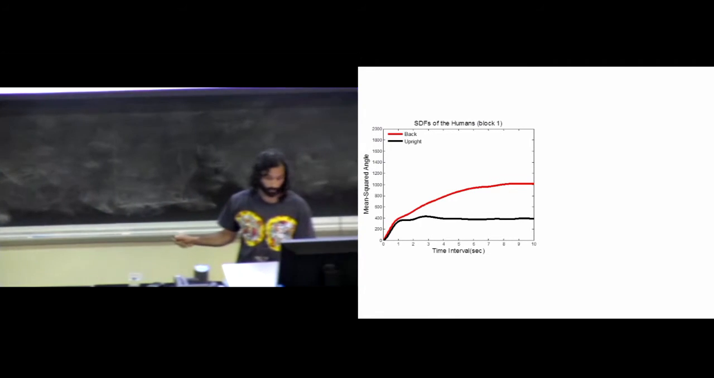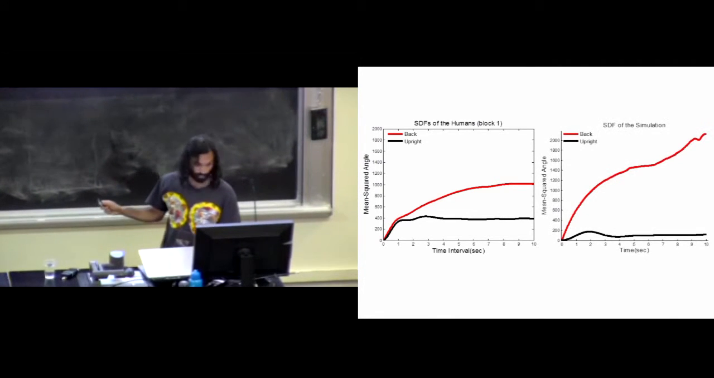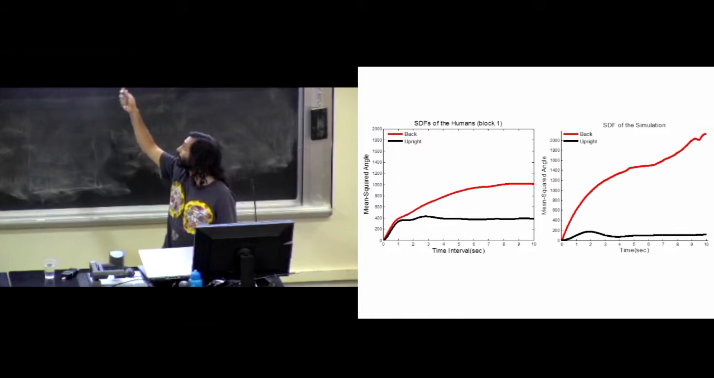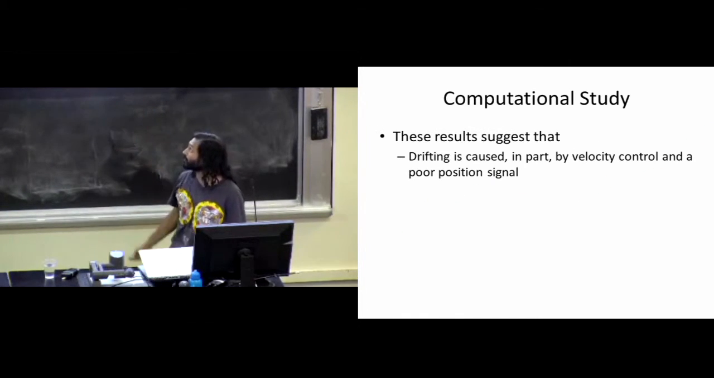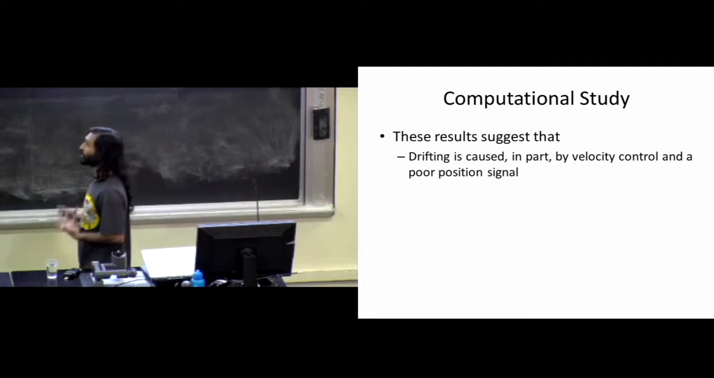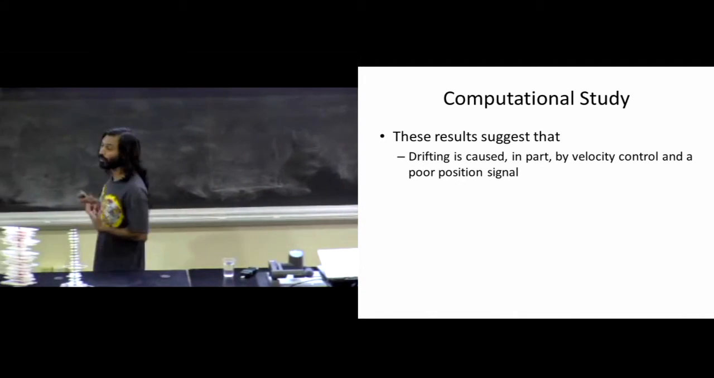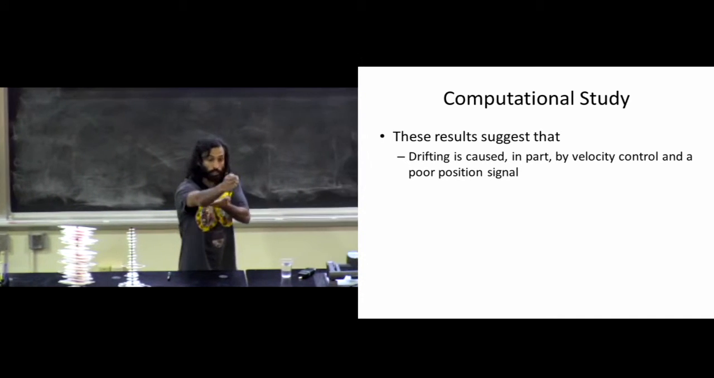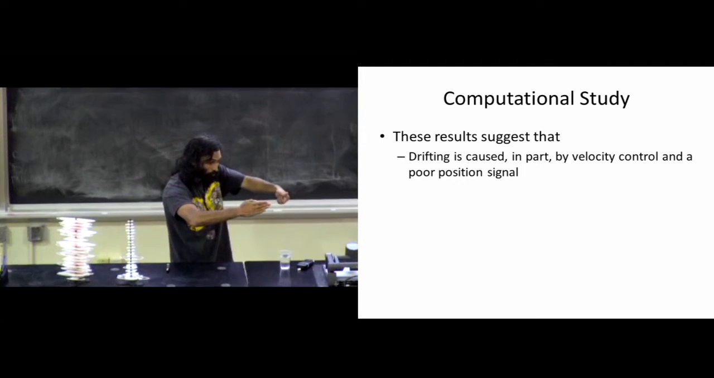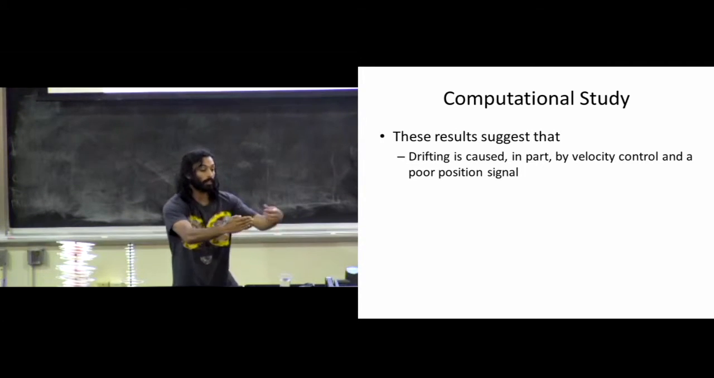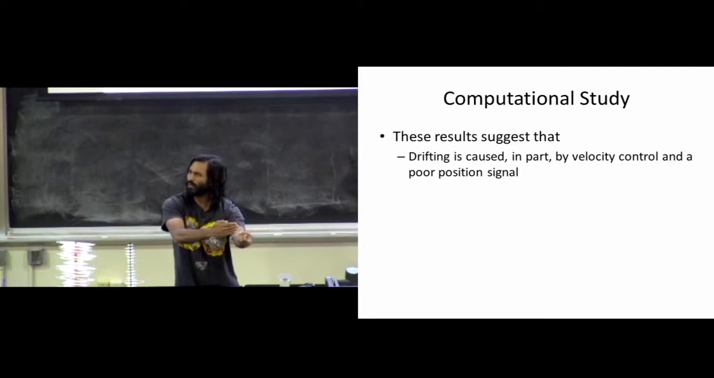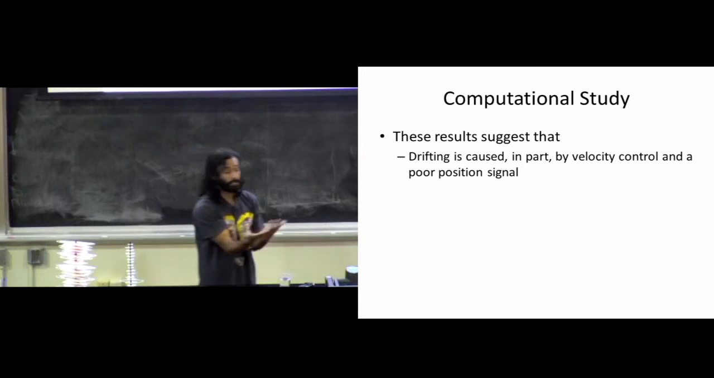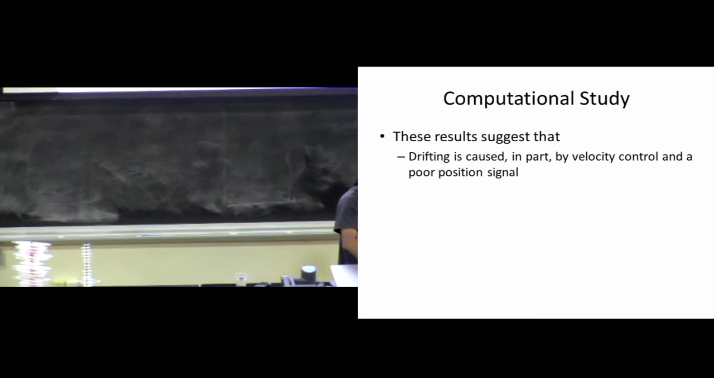I'm running out of time, but the SDFs look very similar between humans and the computer. The black line is upright, the red line is the back condition. What these results suggest is that drifting in part is caused by a poor position signal and by velocity control. The idea being that the machine initially drifts, the person makes a joystick movement that brings them somewhere midway, the velocity equals 0, they have no idea where they really are, and then because the velocity equals 0, they think they're at maybe 0 degrees, and in that fashion they drift away until they crash.